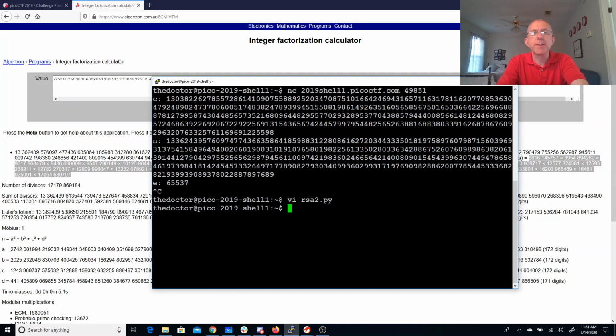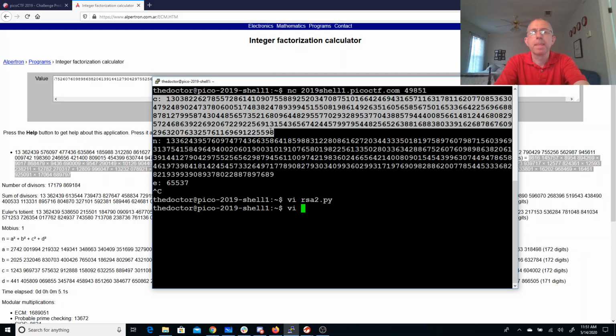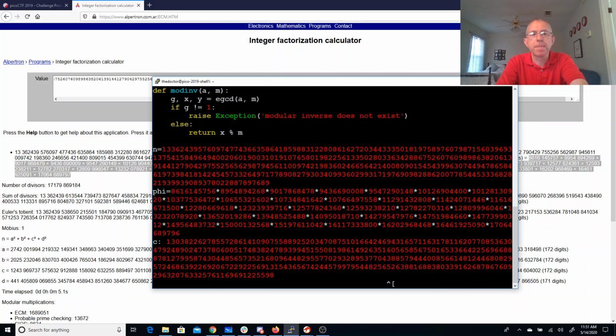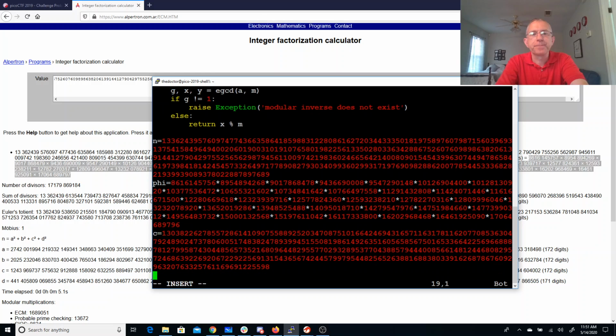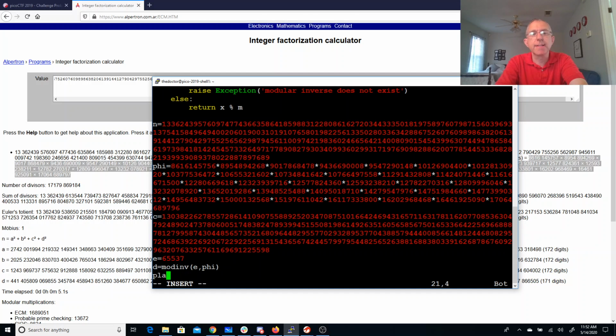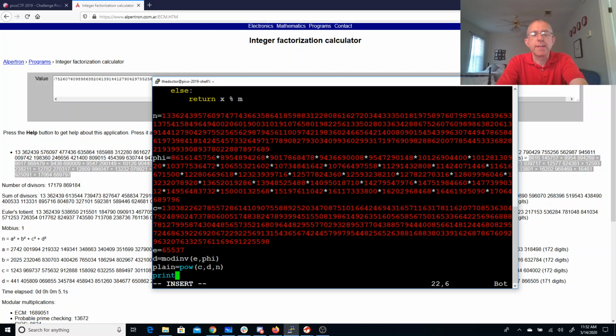All right, so there's our ciphertext, and E was 65537, so we'll need this. D is going to be the mod inv of E and phi, and then our plain text will be the ciphertext raised to the power d mod n, and then we'll print hex plain. Let's see if this works.